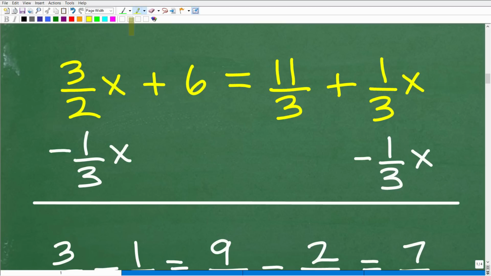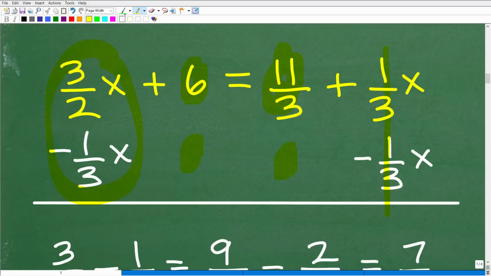All right, so now let's just start on this. Typically we're going to go this way, but let's just start this way here. So 1/3 x plus negative 1/3 x is 0. And then I have 11 thirds plus nothing, which will be 11 thirds. 6 plus nothing is 6. Now here, I've got to figure this out: 3/2 x minus 1/3 x.